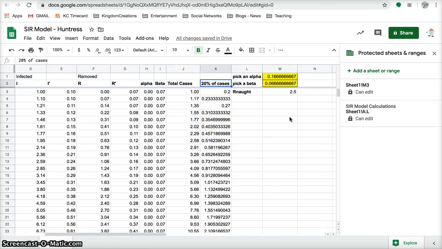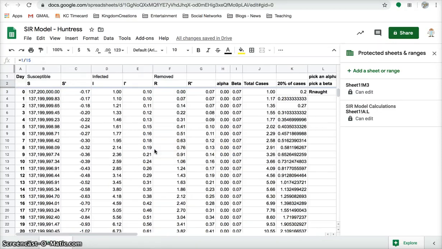Now, if you go over a little further, in the one that I'm sharing with you, these are the only values that you can actually change in the entire sheet. So I've locked the rest of the sheet so that you can't change the equations and make things work in a different way, but you can pick an alpha and pick a beta. That's why those are highlighted yellow, so that you can change those numbers and see what happens. Now, here's the idea of what this does. We had to start with an initial amount of susceptible people. So I started with the population of the United States. We had to start with a number of infected people. So I started with 1.